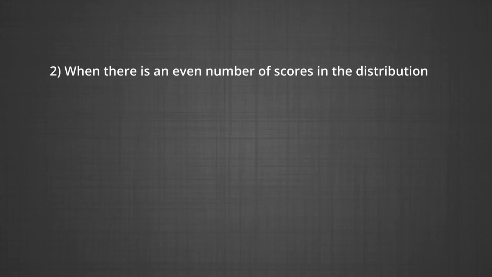Number two, when there is an even number of scores in the distribution, how to calculate the median in this situation. When there is an even number of scores and there is no duplication of scores near the median, the average of the middle two scores is taken as the median. The scores must be arranged in ascending or descending order.